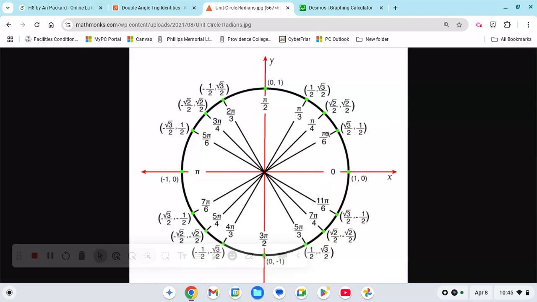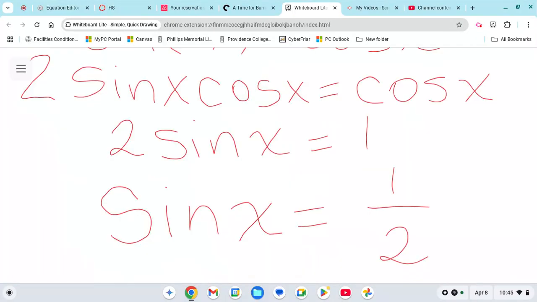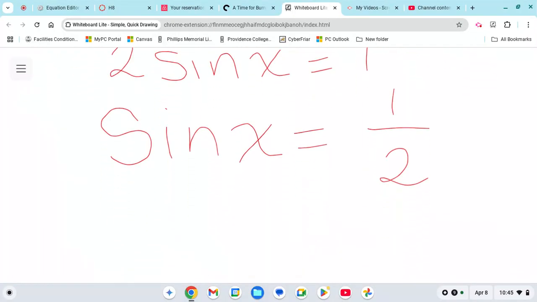And it happens twice. It happens right here at pi over 6, and it happens over here at 5 pi over 6. Those are the two places on our interval where the sine is positive 1/2. So those are 2 of our possible answers. All right, let's write them down.